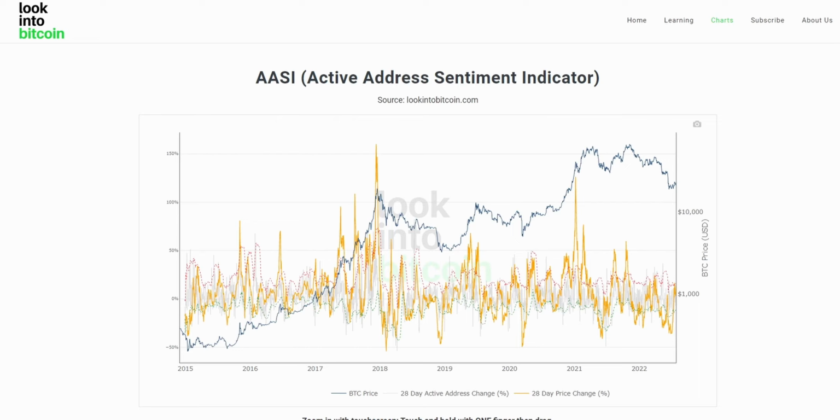Hi everyone, today we'll be going over the Active Address Sentiment Indicator, or the AASI, and how you can use this tool to help improve your Bitcoin investing and analysis.